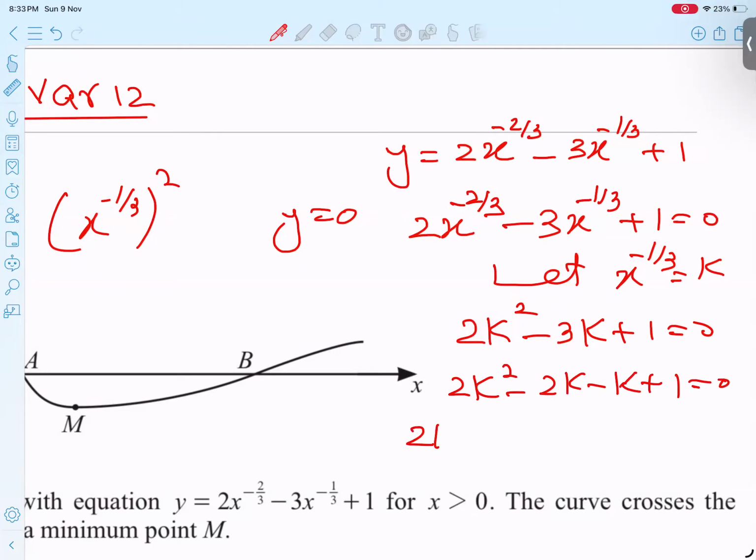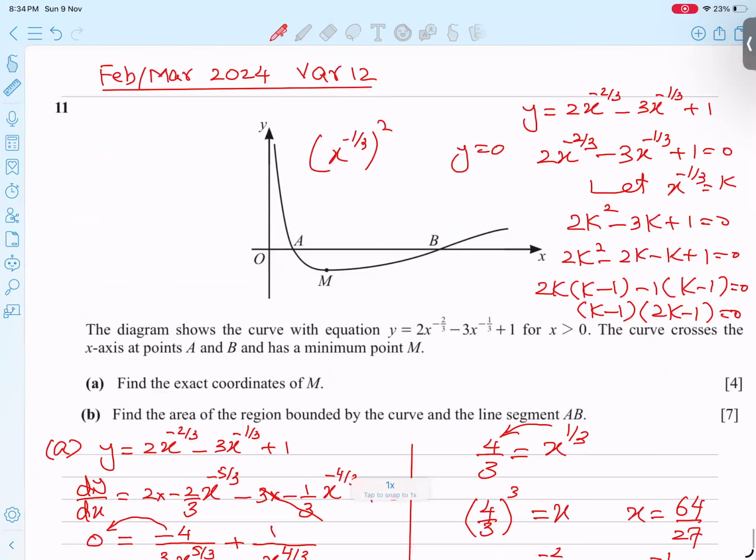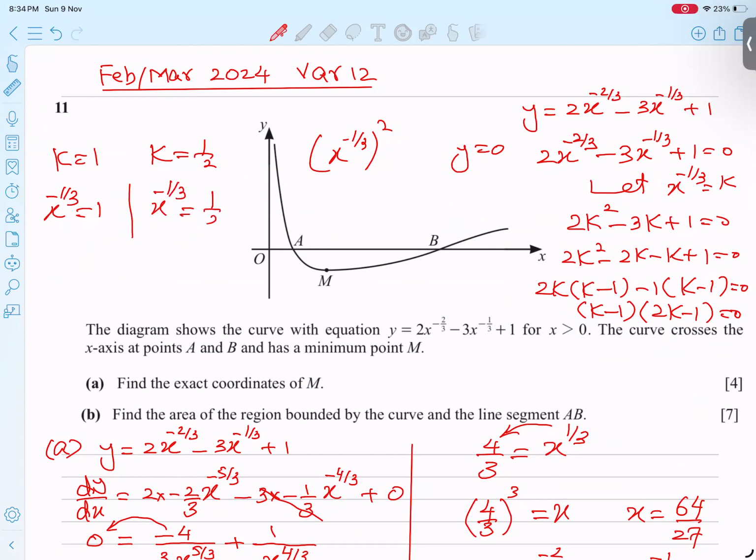I got 2k common out, giving k minus 1, and negative 1 common out, k minus 1 equals 0. So I got (k minus 1)(2k minus 1) equal to 0. Now finally, k equals 1 and k equals half. Plug in both values here, and I will get my answer of the limit. So x to the power negative 1/3 is equal to 1, and x to the power negative 1/3 is equal to half.